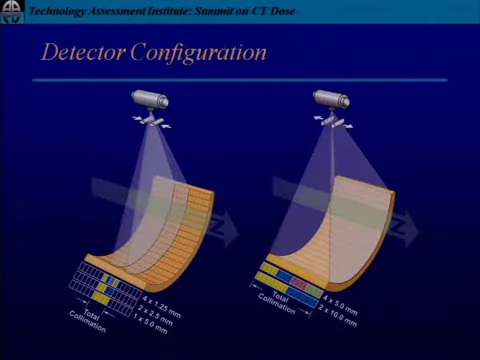The next thing we're going to talk about is detector configuration. And detector configuration is ultimately going to determine how wide your collimation is, how wide your beam is, and what different combinations of slice thicknesses you have to choose from when you reconstruct things.